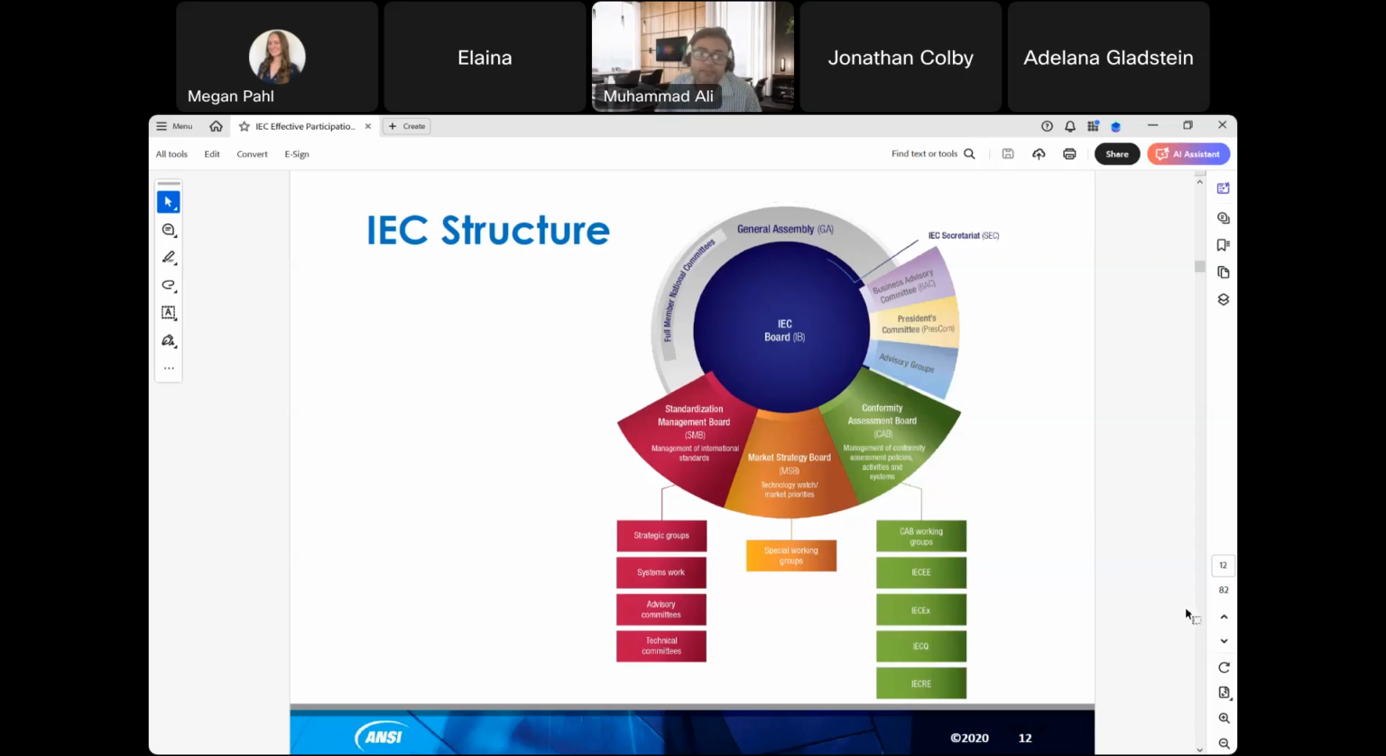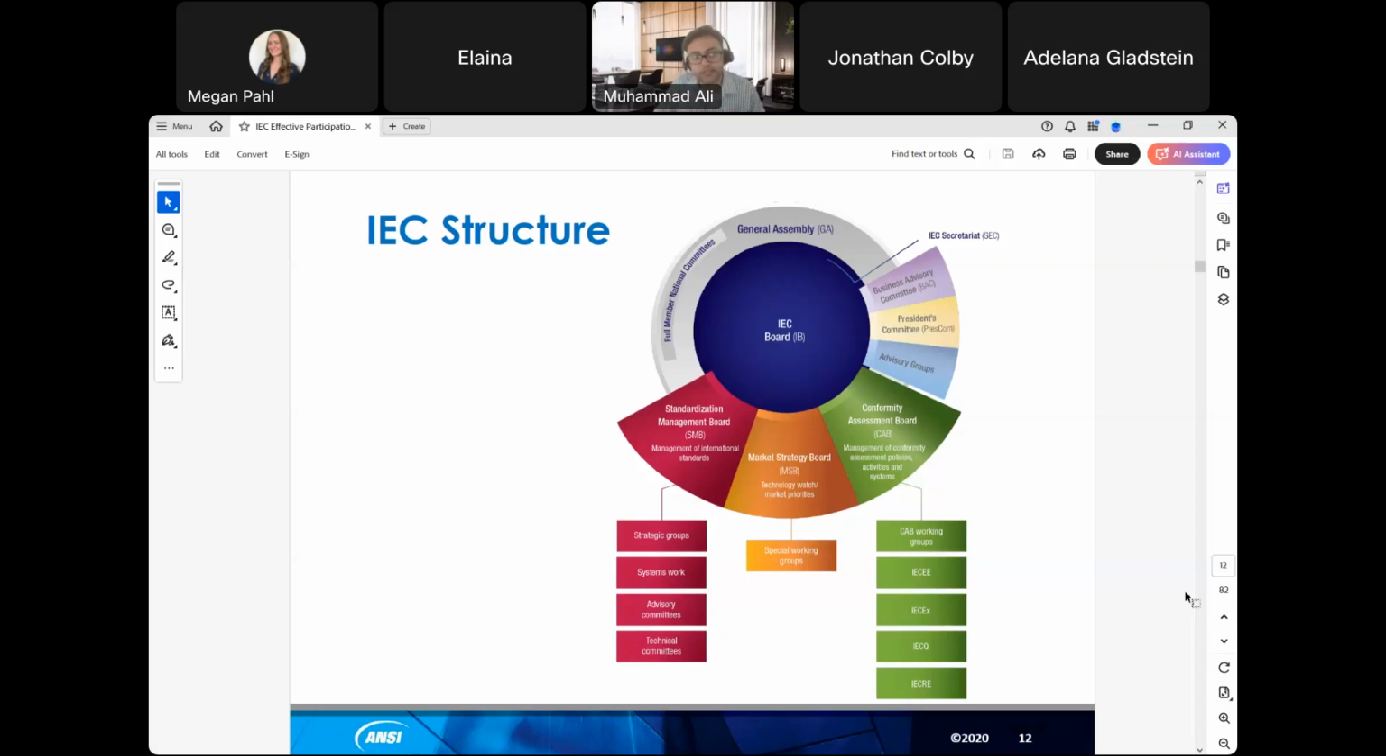Then SMB itself, as I noted, is the main body that manages the technical operations of the committees themselves. So under SMB, we have the strategic groups, systems work that happens at the advisory committees, and, of course, the technical committees, which is where many of us get engaged. The technical committees can also have subcommittees, and then the subcommittees can also have other groups as well. And then, of course, the JTCs as well, right?